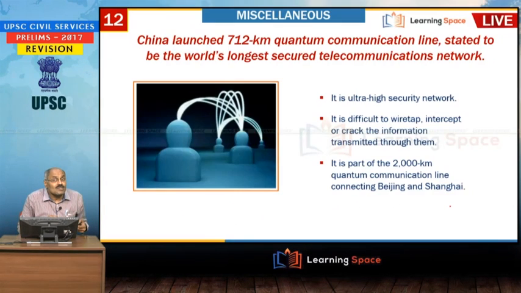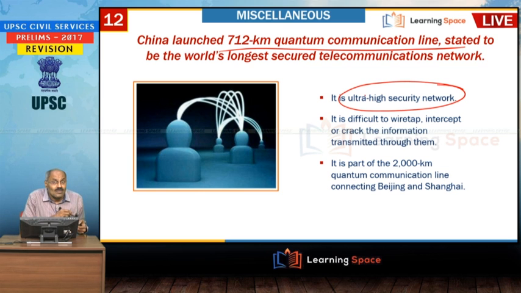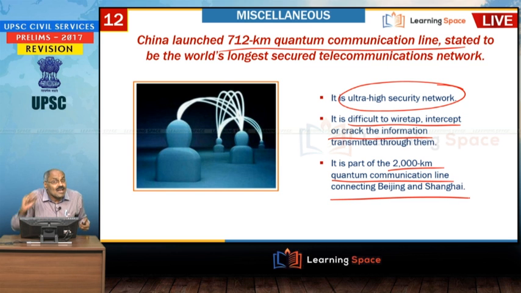So, please look into this picture, and here quantum communication line, China launched 712 kilometer quantum communication line, and this is ultra high security network. What is the purpose of this quantum communication line? The purpose is it is difficult to wiretap, intercept or crack the information transmitted through this communication line, and it is part of the 2000 kilometer quantum communication line between Beijing and Shanghai.